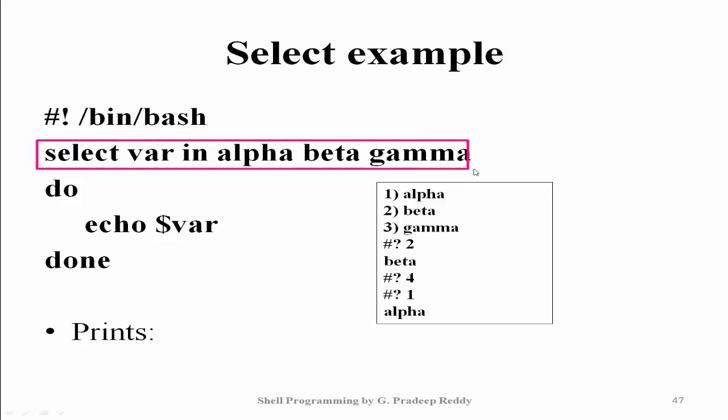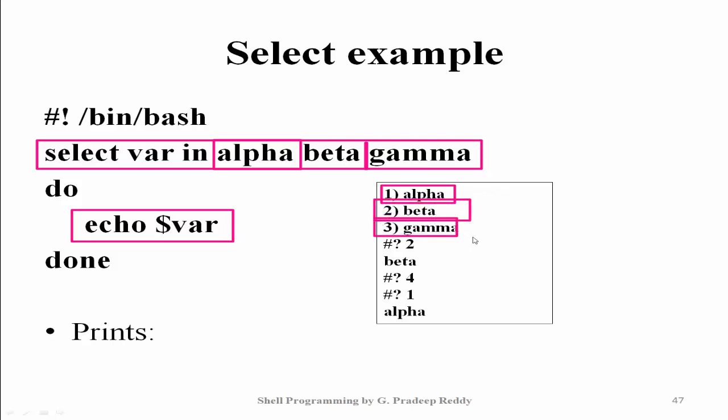Select a variable in alpha, beta, gamma. So now you have specified a variable in alpha, beta and gamma. These are the 3 parameters which you have specified as input for a variable. Now do echo variable. If you print the variable, alpha is argument 1, beta is argument 2 and gamma is argument 3.